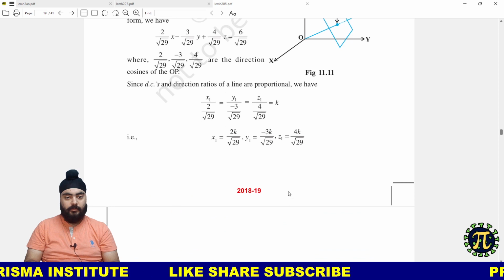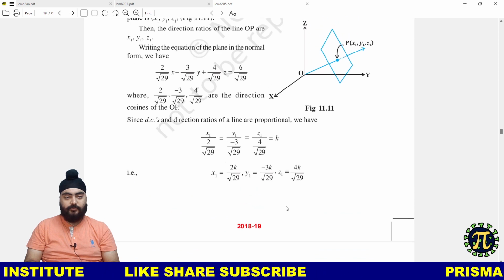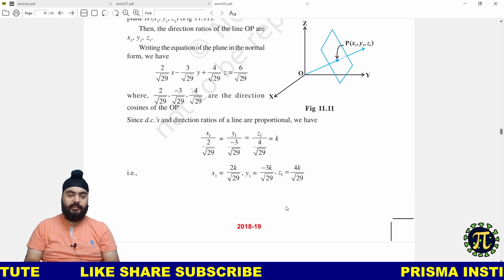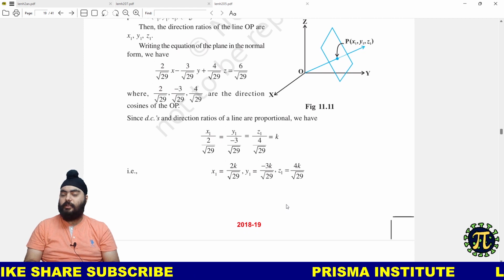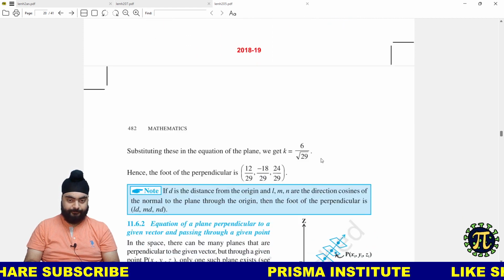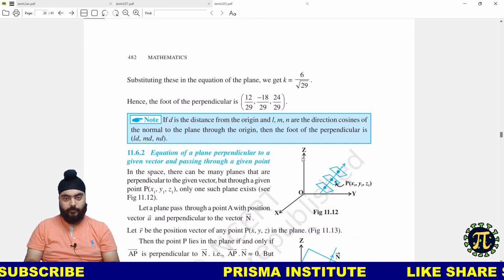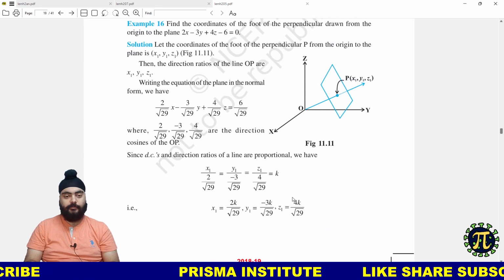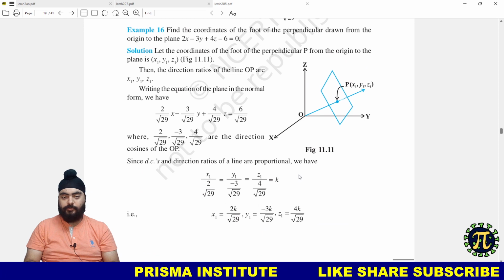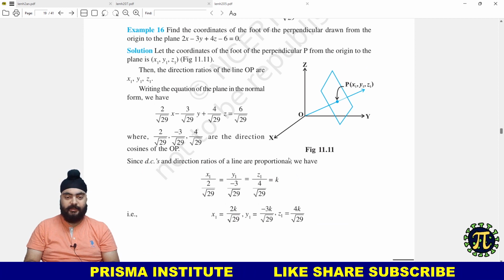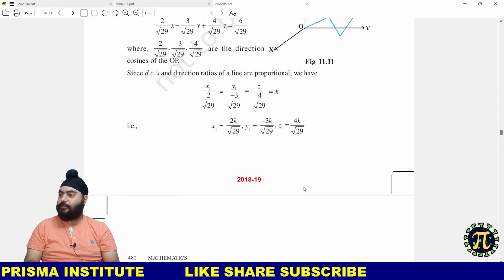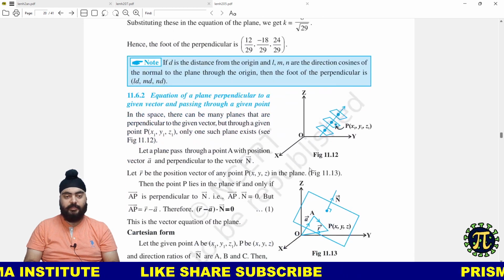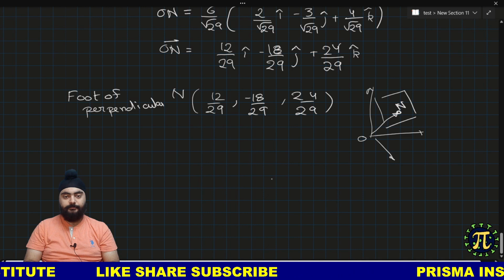NCERT does it in a different way, it forms the equation of the line, which is not actually required, okay? So if you want to do it like NCERT, you can of course do that. It has done it using proportionality. If you want, you can use that method also. But I have done a simpler method.